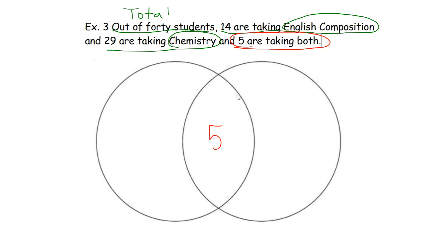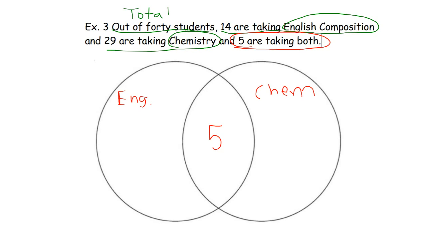Why does it go there? Because that's where these circles overlap. And so this is a member of both of these sections. So now I'm going to label each section. I'm going to label this one with English. And I'm going to label this one with chemistry. And now we're going to work backwards to figure out how many are only taking English and only taking chemistry.